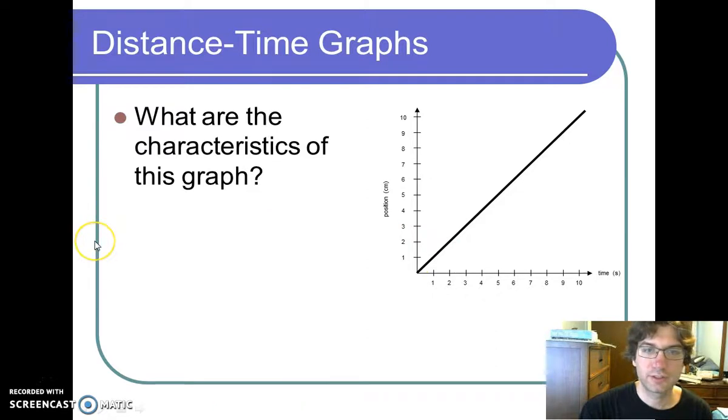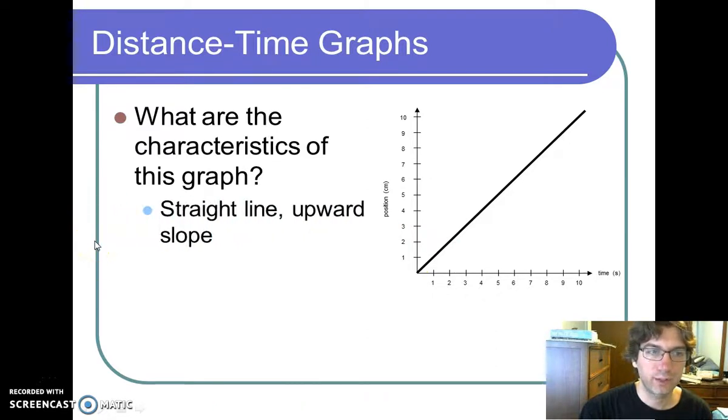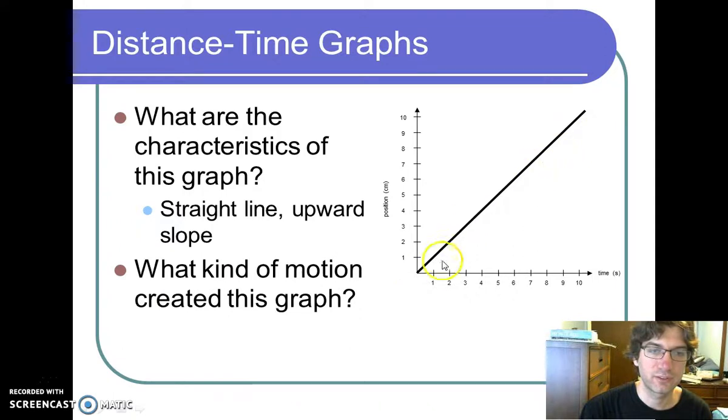Let's look at it. What are some of the characteristics of this graph? Well, I know I have a straight line that has an upward slope, or a positive slope to it. It is increasing, going from left to right. So we call that a positive slope. You will note that slope is the steepness of the line, so it is a constant steepness. That's not changing. And therefore, I can say that its speed is a constant speed.